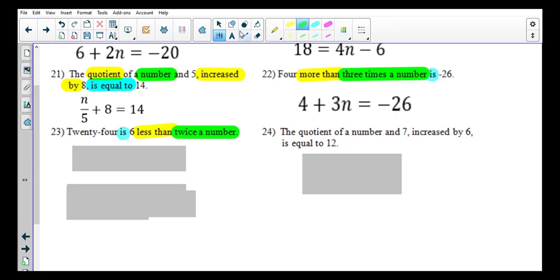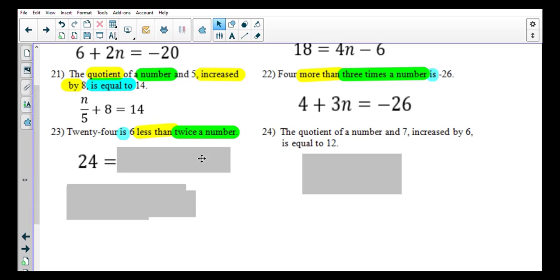So when we go to write this, this is going to be 24 equals, but 6 less than twice a number is taking 2n and subtracting 6 away from that. So 2n minus 6. Again, watch the order when we talk about both division and subtraction. Those are not commutative operations. The order is going to matter.